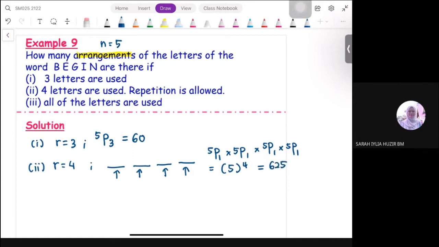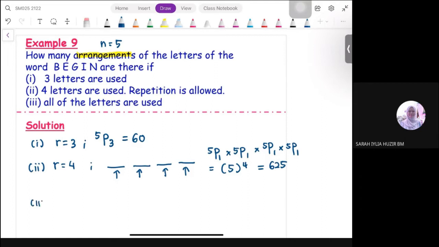Okay, nampak beza? So, careful with the words repetition is allowed. Okay, kalau repetition allowed, then kita kena consider setiap tempat. Kalau repetition not allowed, then straight away awak boleh terus buat 5P4.